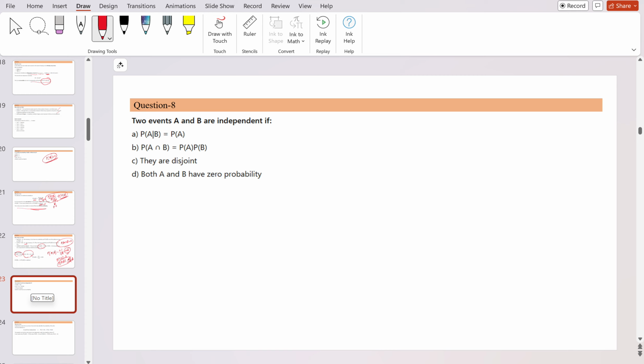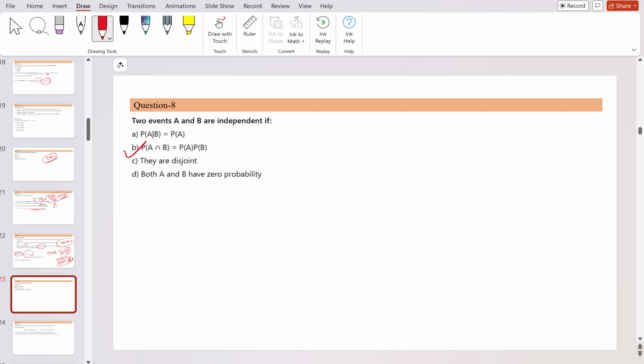Okay, let me give the solution for this. It is saying that when the two events A and B are independent, which option is actually correct? Okay, so option B is actually correct for this, that is, P(A intersection B) will be equal to P(A) multiplied by P(B).